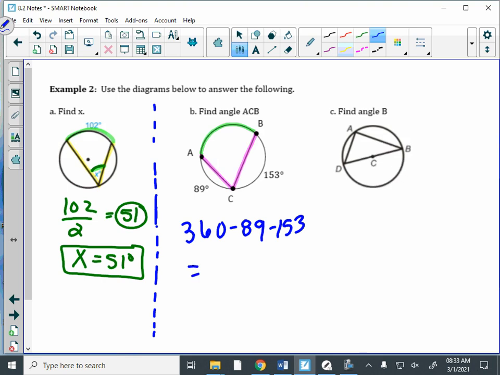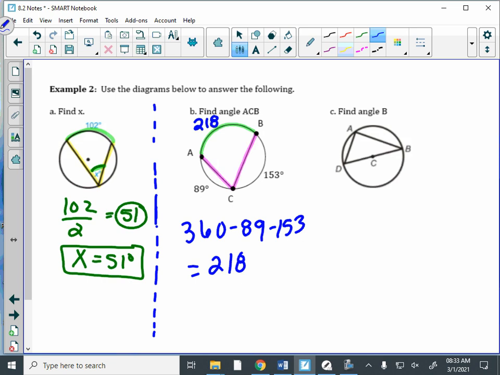Subtract the two other arcs, and that will tell us what the green arc is. What is 360 minus 89 minus 153? 218? Everyone agree? That's why we have calculators. So we have that arc, which is 218.